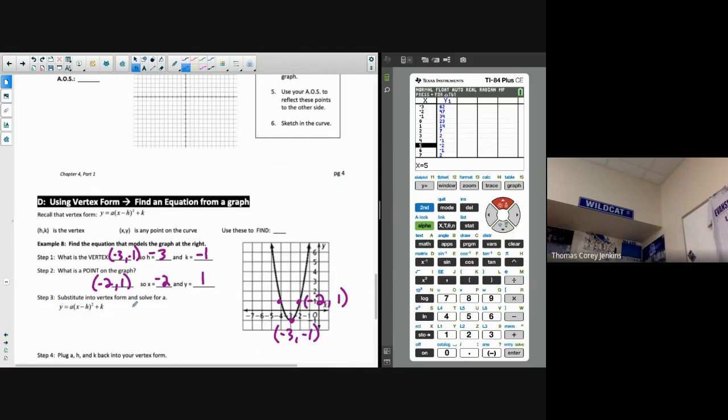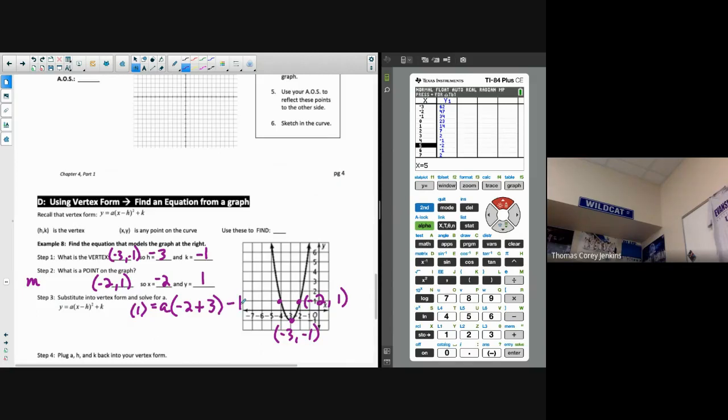So instead of y, we're going to sub 1. We don't know a. That's what we're trying to solve for. Instead of x, we're going to sub -2. And then it's going to say minus -3. All right, so minus -3 is plus 3. And then plus k, so plus -1. So that's what we have.